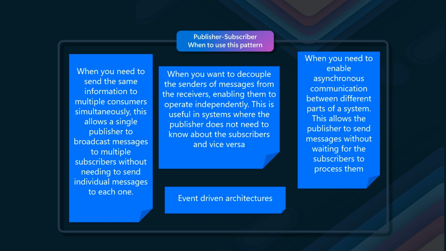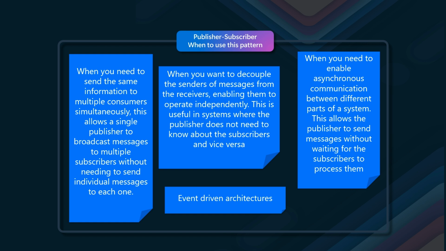Event-driven architecture. When implementing event-driven architectures where components need to react to events as they happen, the pub-sub pattern allows real-time event propagation to multiple interested parties. Handling real-time notifications. When you need to provide real-time notifications to multiple subscribers, such as monitoring systems, alert mechanisms, or live data feeds. Scalability and flexibility. When you need a scalable and flexible system where new subscribers can be added without modifying the publisher, this allows the system to grow and adapt to new requirements easily.